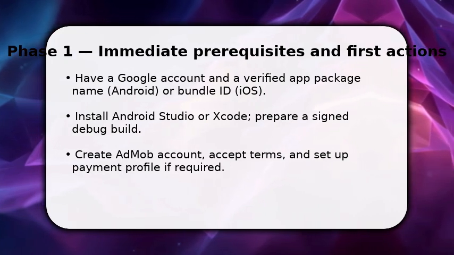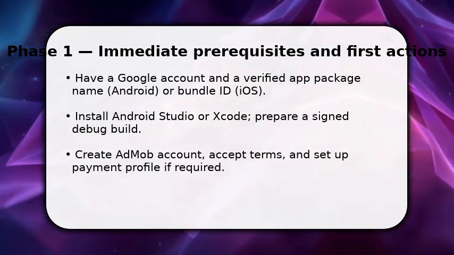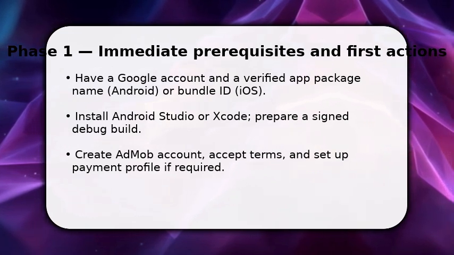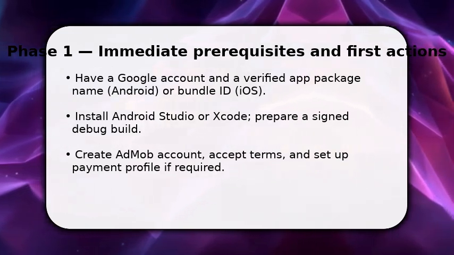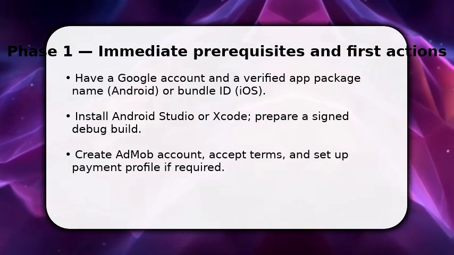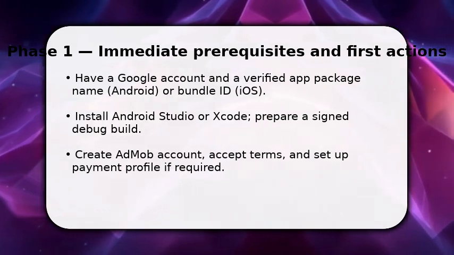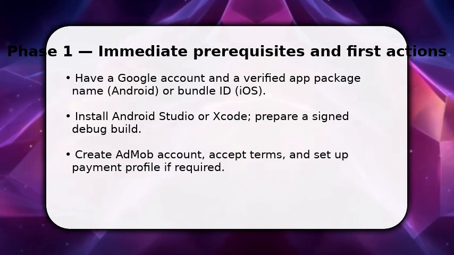Then add a new app in AdMob by selecting Android or iOS and entering the package name or bundle ID. This registers the app for ad serving. Make sure to note the ad unit ID that AdMob generates for later integration.